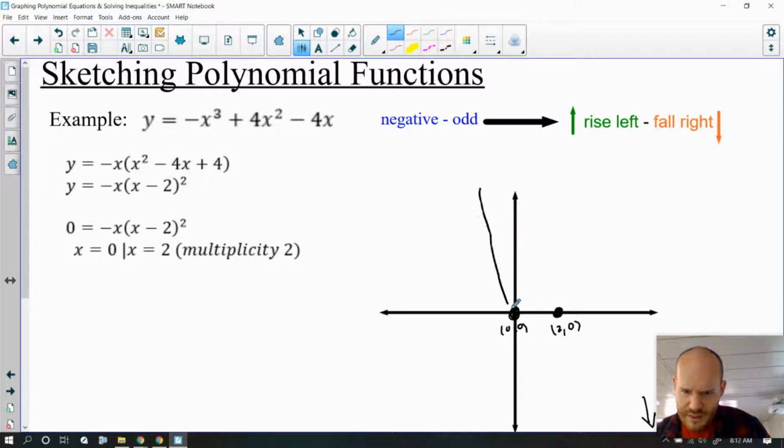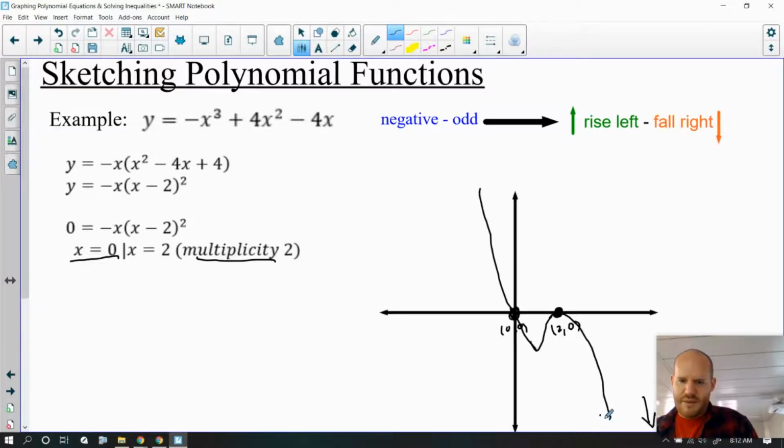My function is going to come down and has to pass through that point (0, 0). I know it passes through because it has multiplicity of 1, which is an odd value, so it passes through the root. Then to get back to this root, the graph will have to turn around at some point, come back, and because this root has multiplicity 2, it will lie tangent.